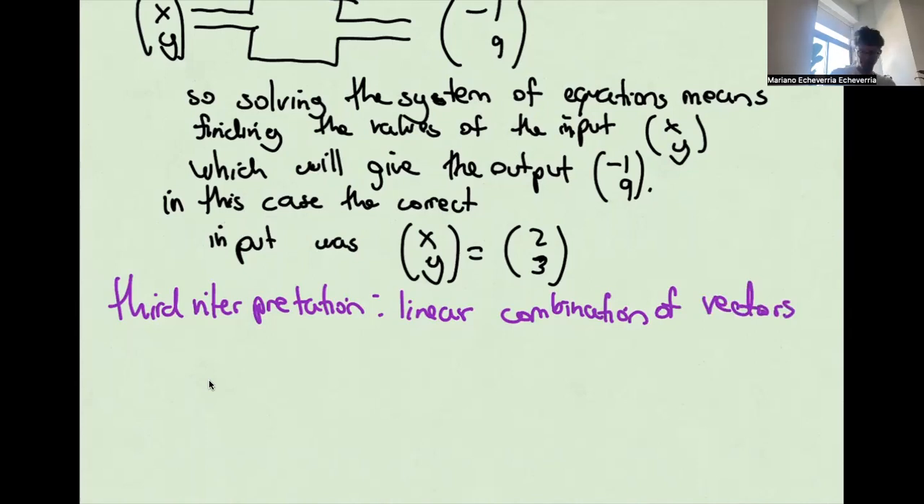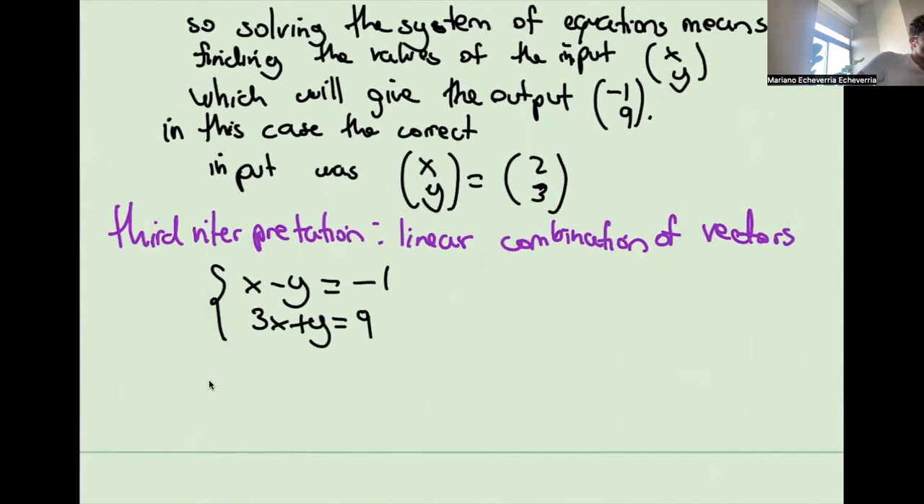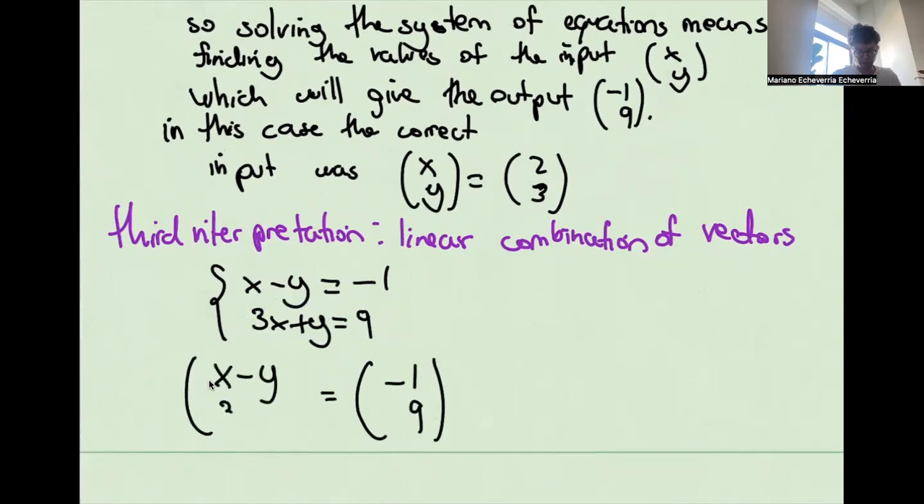So again, going back to the system of equations, if you have x minus y equals -1 and 3x plus y equals 9, then one way to rewrite this in terms of vectors is as we have typically written it already, as the vector (-1, 9). And then you write each equation as the entries of a vector, so you can write (x minus y, 3x plus y). Okay, so that's not too surprising.